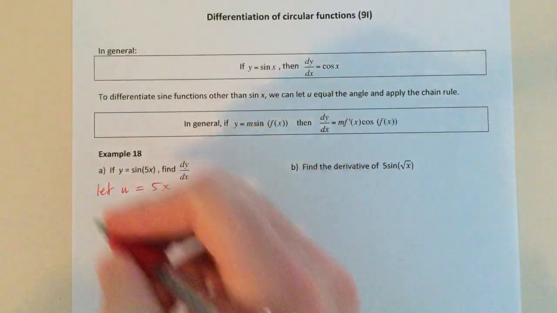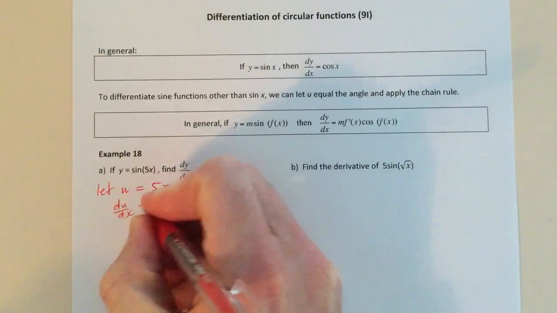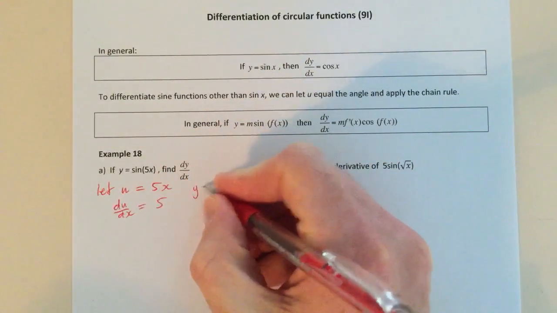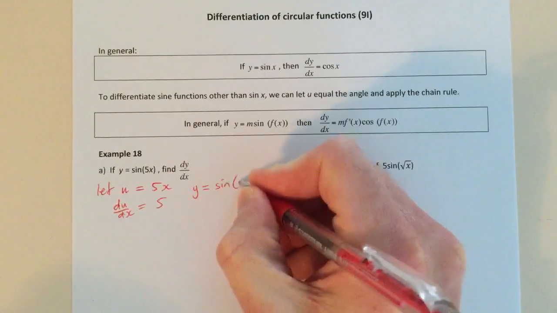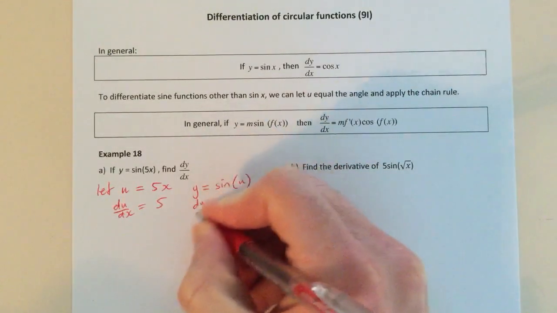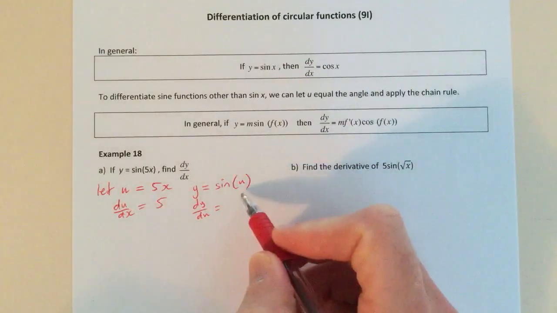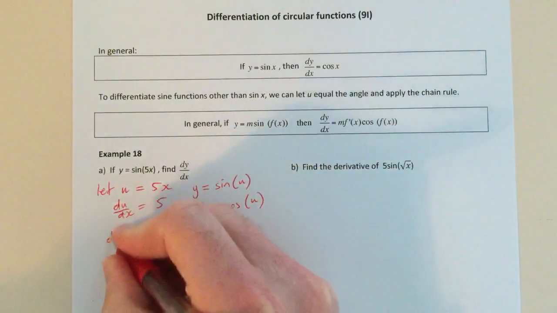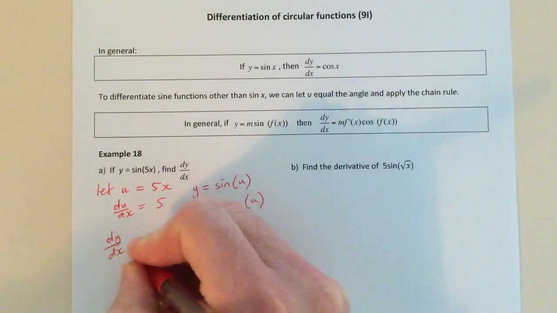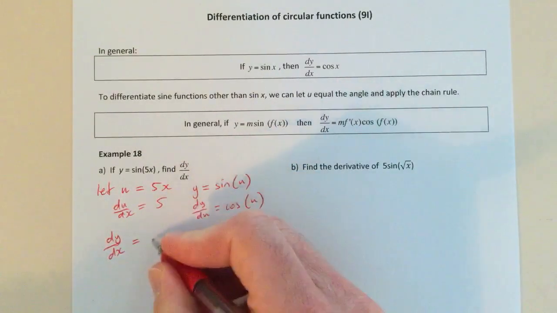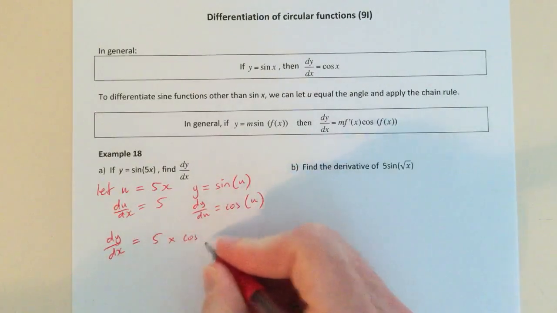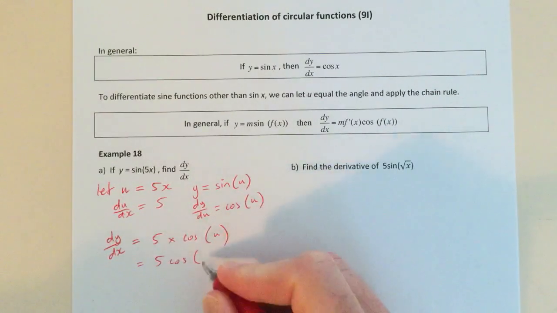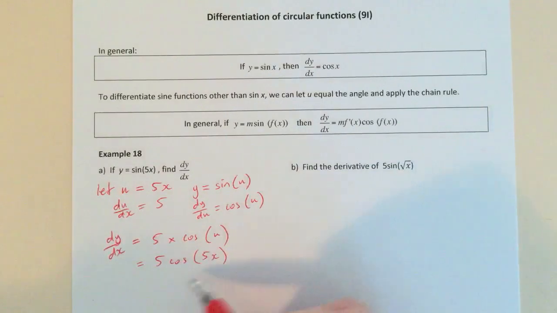So if u equals 5x, then du dx would just equal 5, but also that would make our original expression become y equals sine of u, and that means that dy du, the derivative of sine of something, is cos of something. We've just established that. When you bring the two parts back together, dy dx equals dy du, which is cos of u, times du dx, which is 5, so you're just going to get 5 cos of u, and when we undo the substitution, u becomes 5x. So our derivative is 5 cos of 5x.